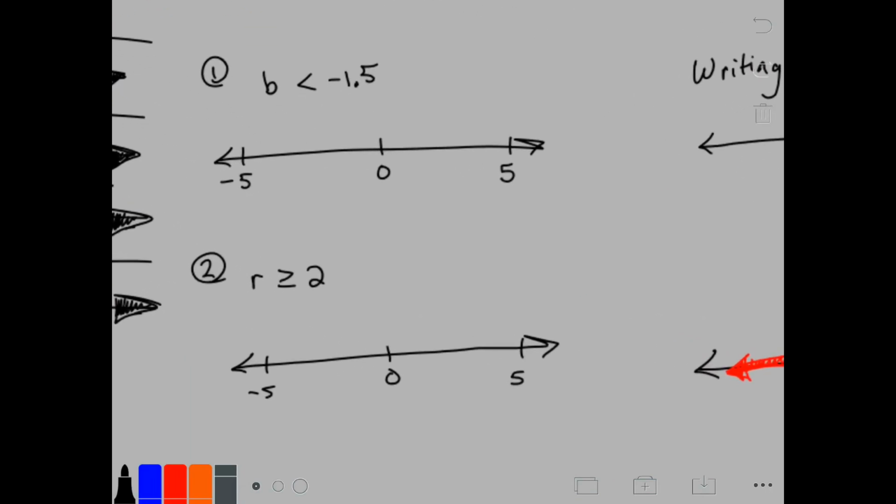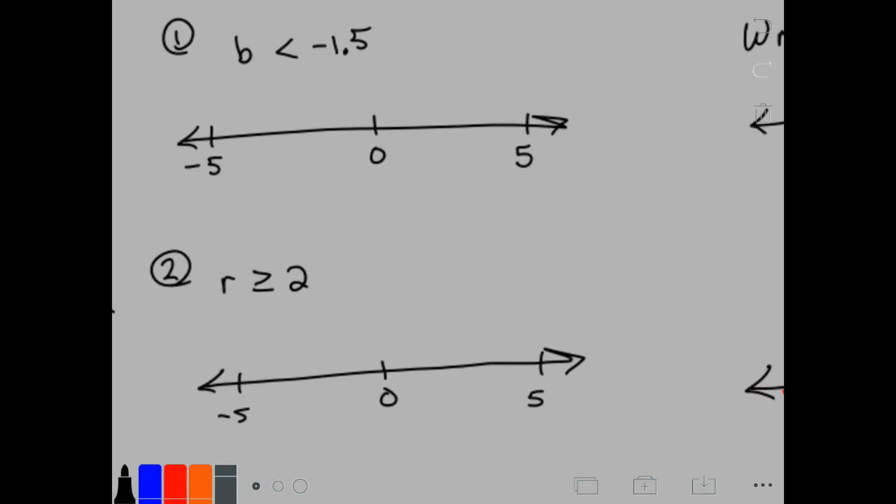Let's try some examples. So B is less than negative 1.5. We're going to start at negative 1.5, which would be right about here. And it's not equal to, so we're going to leave it as is. We are not going to fill in that dot. But then we want all the values less than negative 1.5. So less than on the number line, we are going to shade to the left. And that's it.